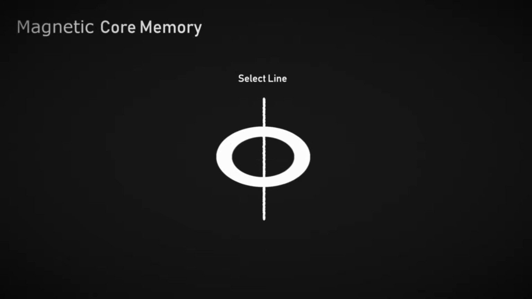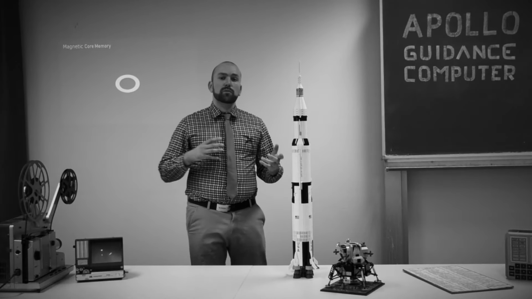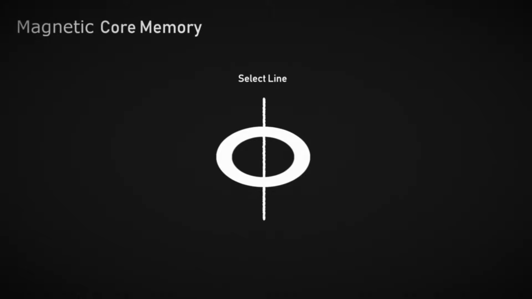Now that we know how to write data to the core, we can continue with how to read data from the core. To achieve that, we have to thread another wire through the core, the sense line. At first, we will write a binary 1 to the core. Now the readout process begins.